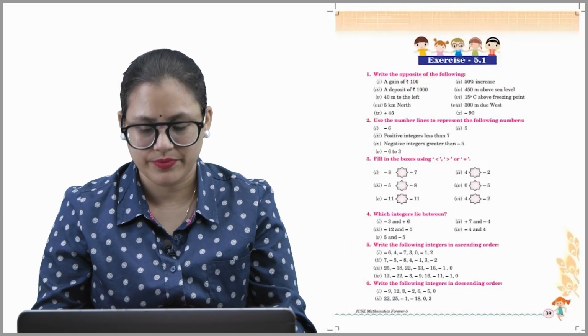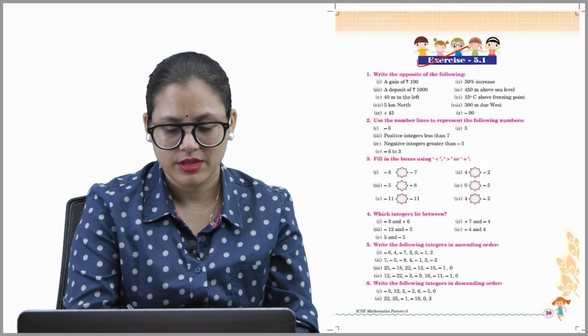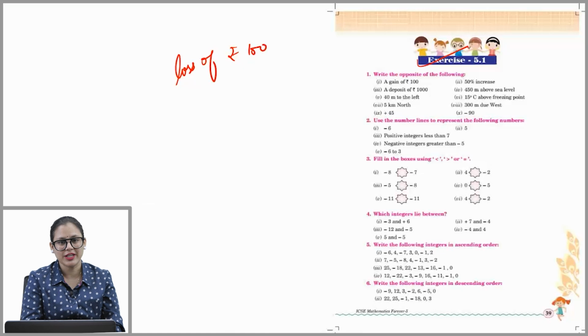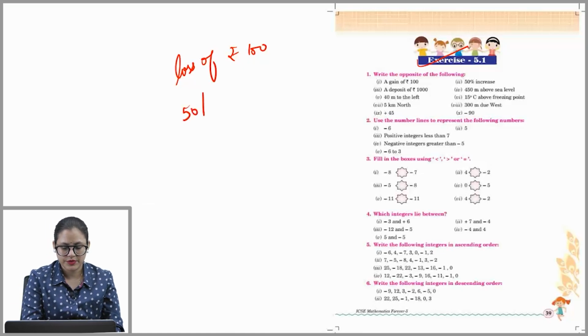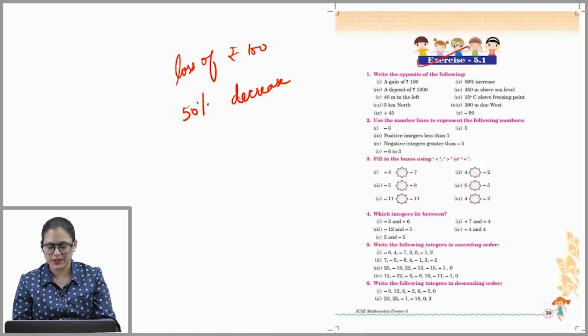Exercise 5.1. We have to write the opposite of the following: number 1, a gain of rupees 100, a loss of rupees 100. Okay. Number 2, 50% increase, 50% decrease. Okay students, now you will do practice of the remaining questions. Okay.